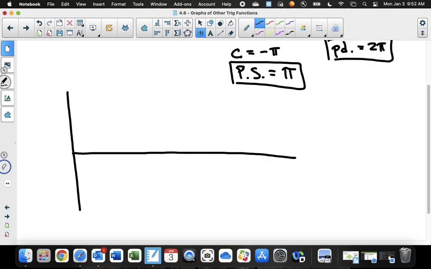So first off, remember we always have to get our starting point first. That's what our phase shift does. It shifts the starting point left or right. So we're shifting it to the right, pi.